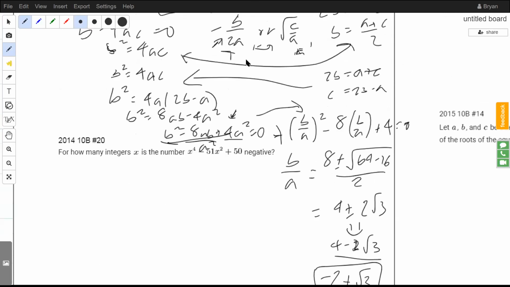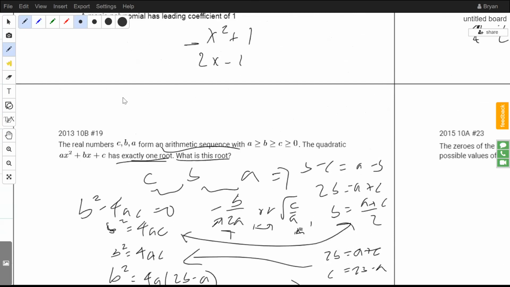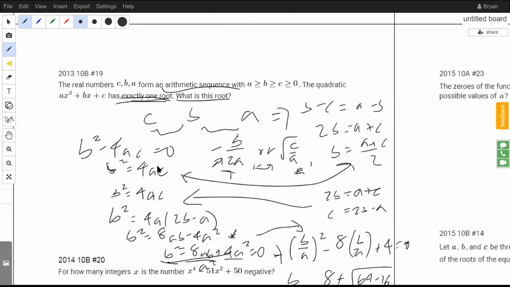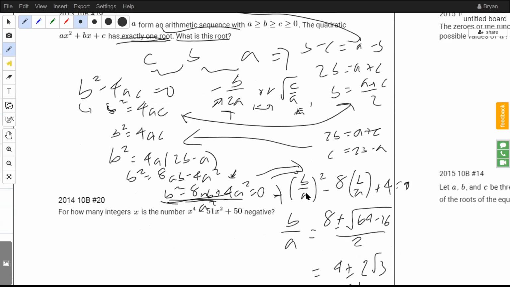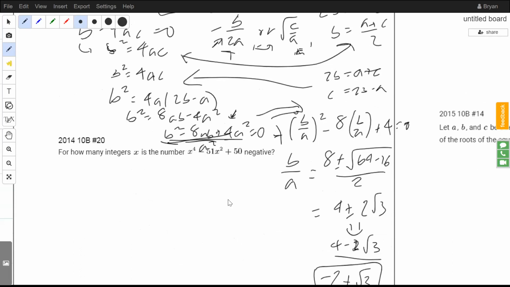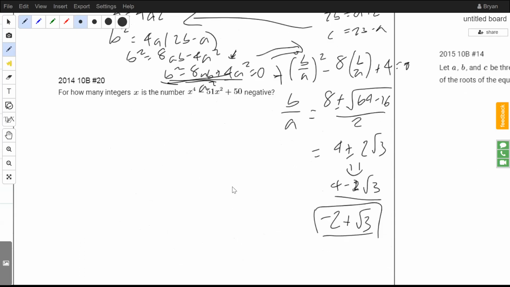So yes, that is first. We use the fact that one root where we use the discriminant and we use the arithmetic sequence, and after that, use a cool trick to create another quadratic that we can actually solve, and then that's basically it.